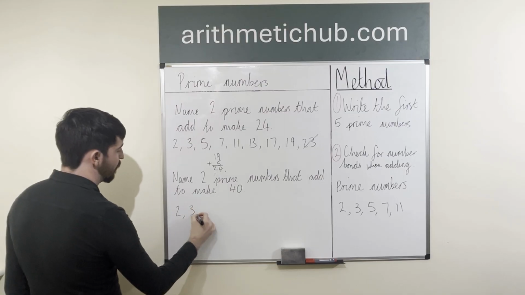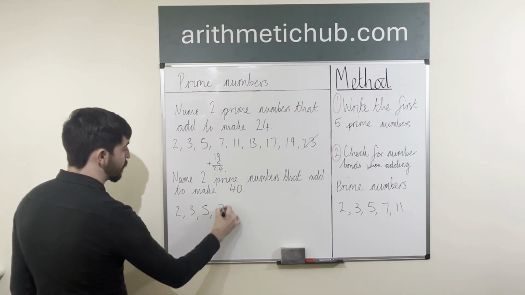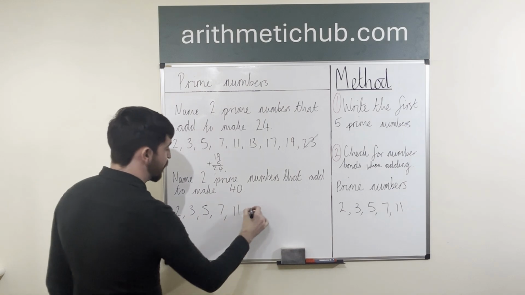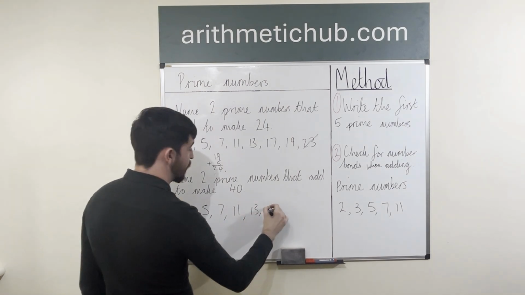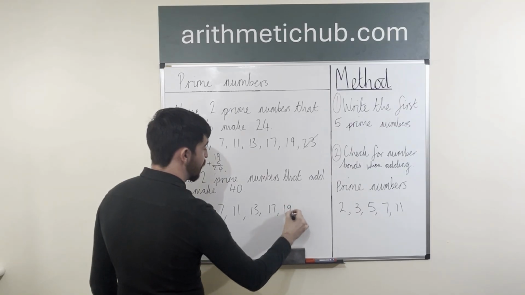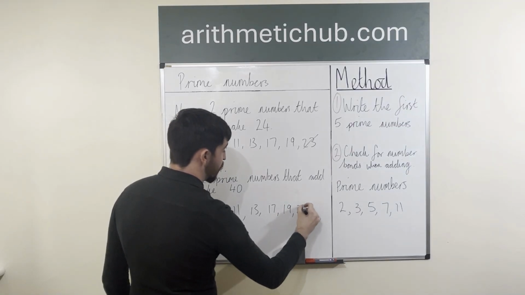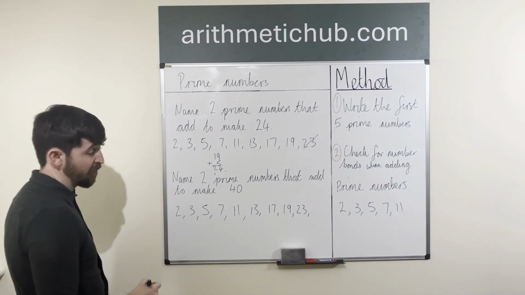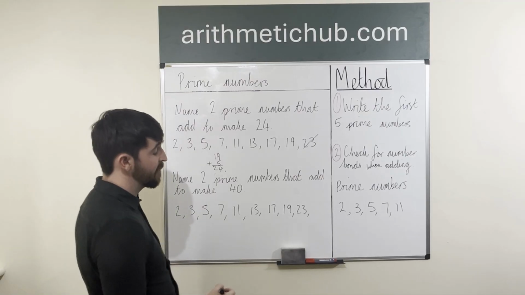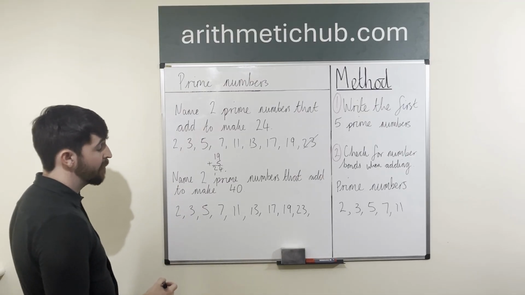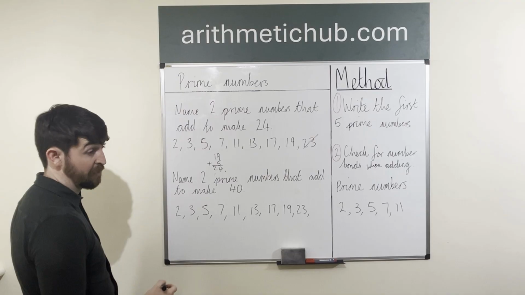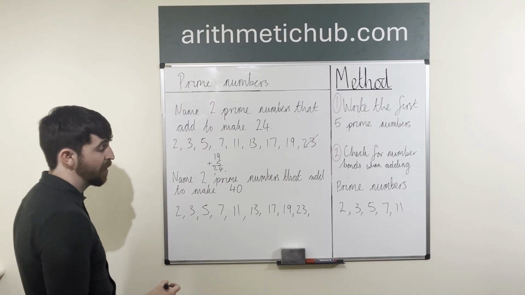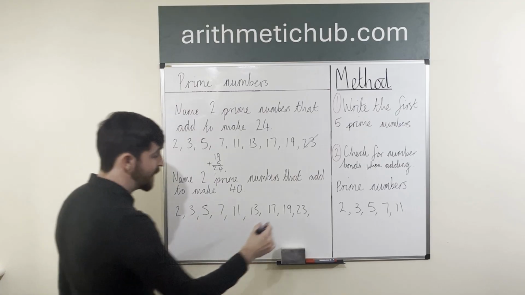2, 3, 5, 7, 11, 13, 17, 19, 23. 25 isn't going to be prime. 24 isn't, it's even. 25 isn't. 26 isn't, it's even. 27 isn't, because 3 times 9 is going to give you 27. 28 is even. 29 I could do.